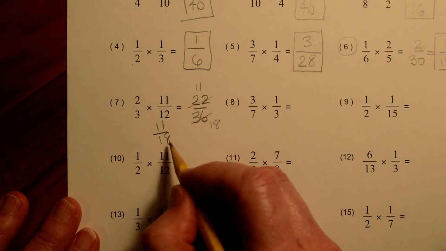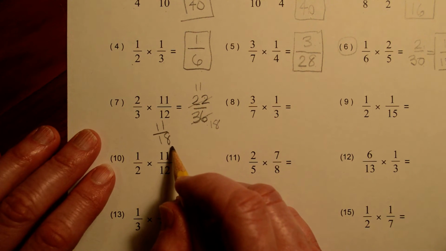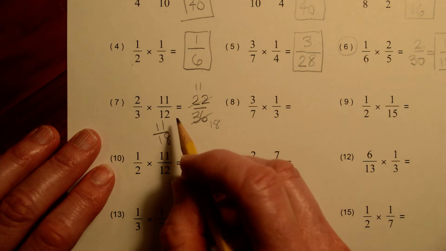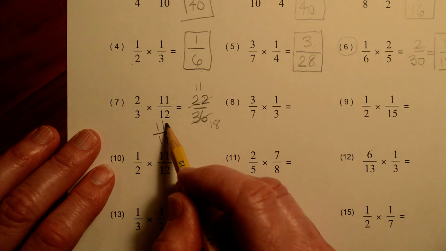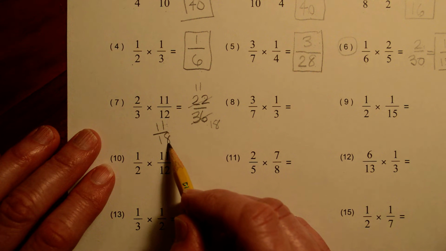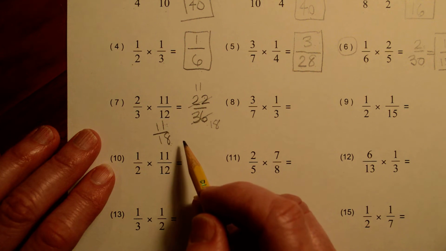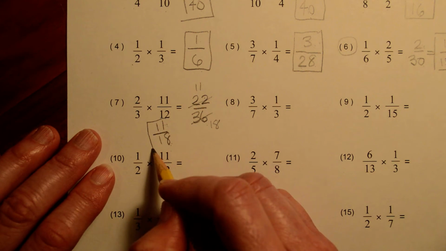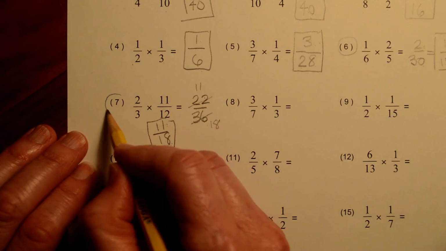So 11/18. And then we would ask, does 11/18 reduce any further? And the answer should be no. Again, 11 is prime, and that means the only way it's going to share a factor with 18 is if 11 is also a factor of 18, and it's not, so that is a reduced fraction. All right, so 7 also reduced.